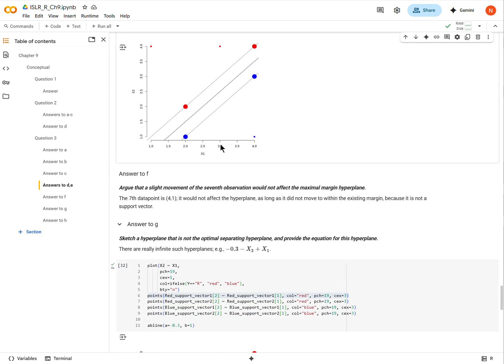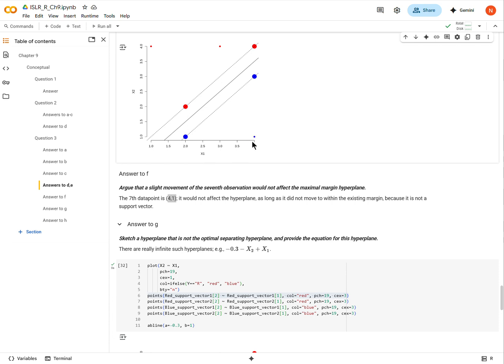Now in part 7, we're supposed to argue that if we were to move the 7th data point, which is located at 4,1, the guy in the bottom right corner, it wouldn't affect the maximal margin hyperplane, the thing that we've already found. The argument goes, like I was saying in the beginning, that this hyperplane only needs to consider the data points from either class that are closest to each other.